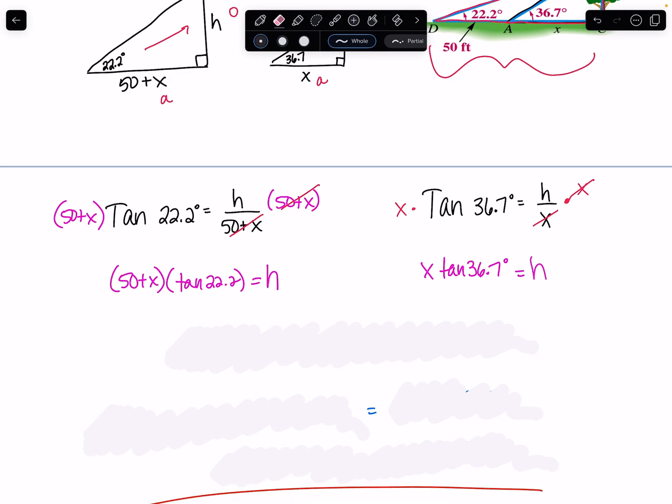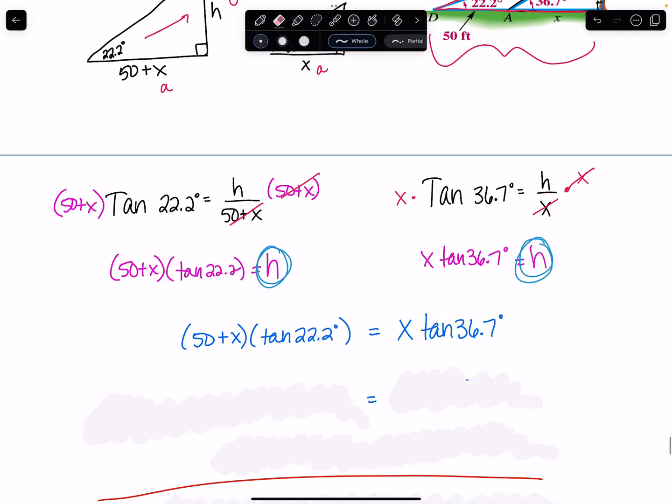Now, a little bit tricky because now we have two different equations and we're trying to solve for h in both of them, but we don't know what x is. But we do know that h is the same in both equations. If I have an equation over here that says h equals, and I have an equation over here that says h equals, can't I set those two equations equal to each other since they both equal h? So that's what I'm going to do.